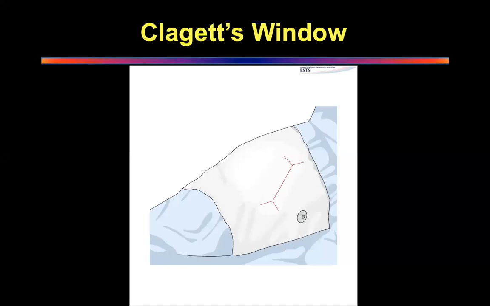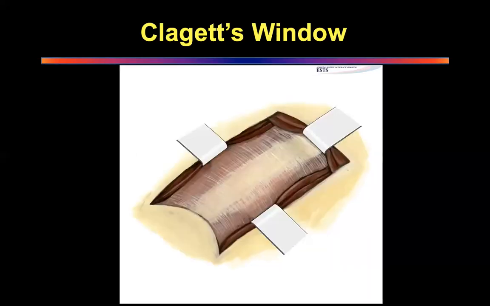Let's look at other surgeries that are available to you. So a Clagett window. A Clagett window is like a rib resection and drainage. You create a window to allow the pus to come out. This is from the ESTS textbook.